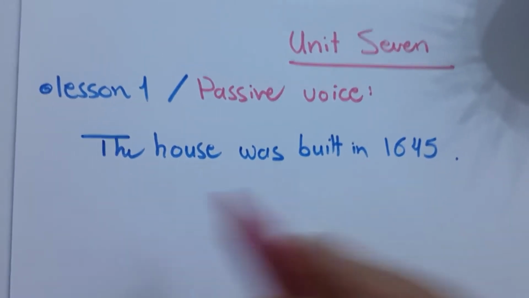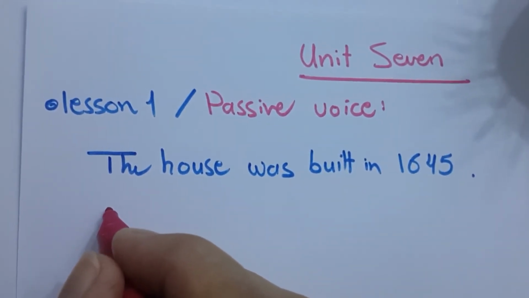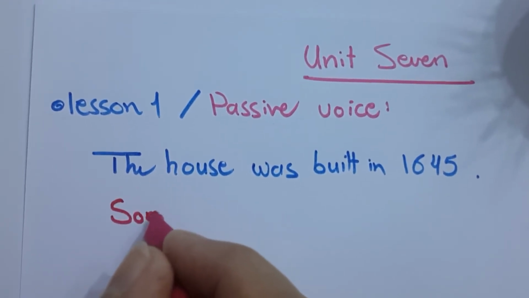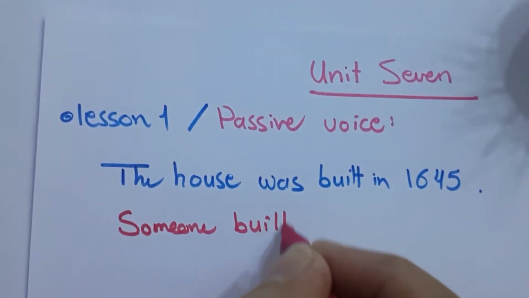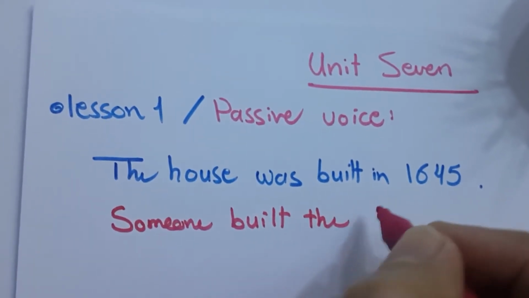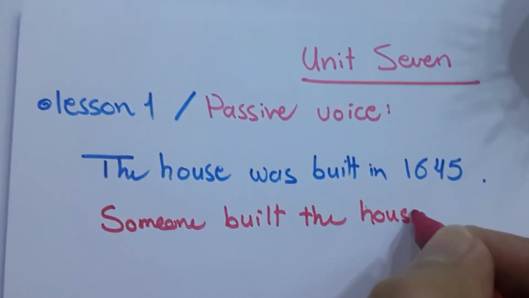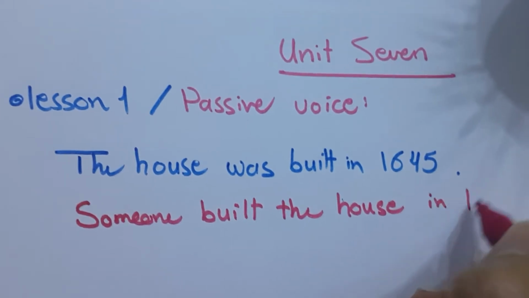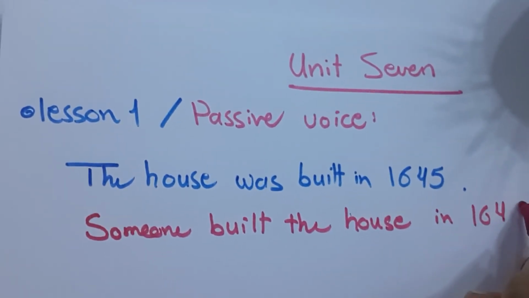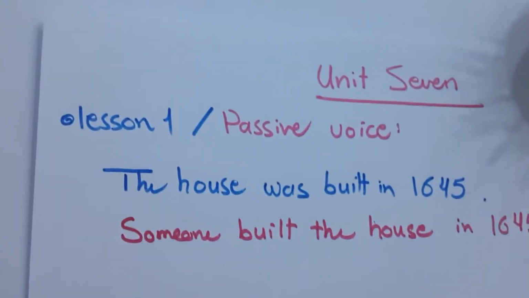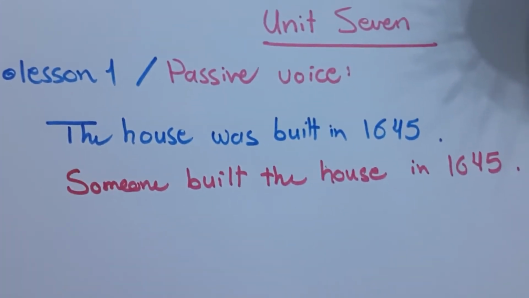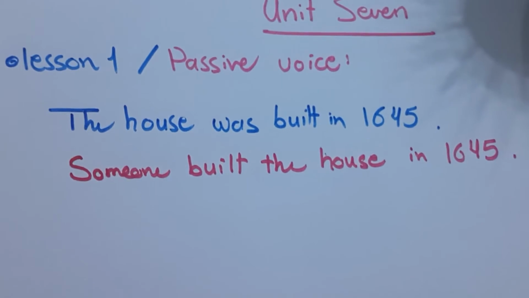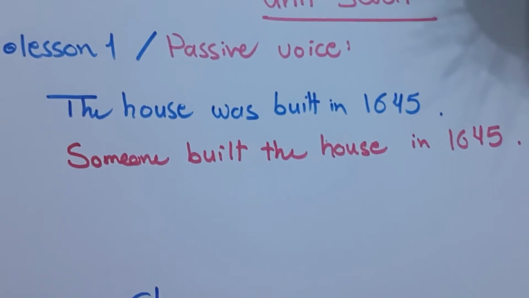Essentially, the sentence was: someone built the house in 1645. So, we use the passive voice when we are interested in the object, not the subject.